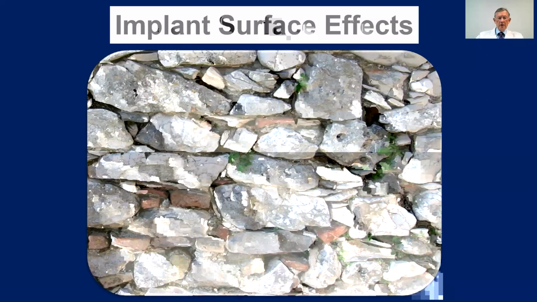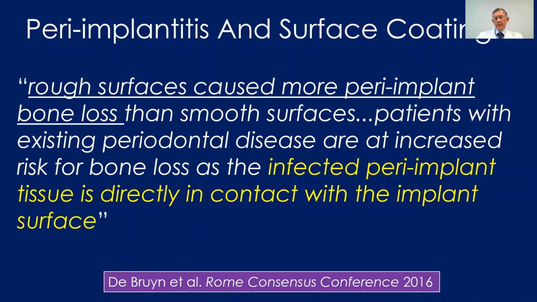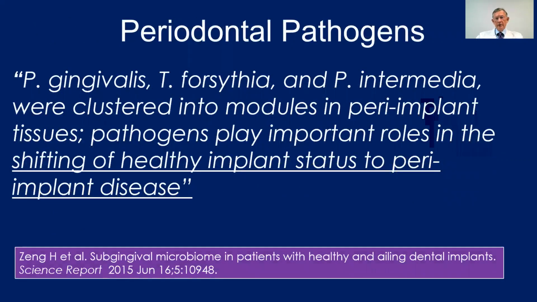Implant surface effects are published and well known. De Bruin and the Rome consensus stated that rough surfaces, which all implants have, cause more peri-implantitis and bone loss than smooth surfaces. Patients with existing periodontal disease are at risk for bone loss. As he was pointing out in detail, infected peri-implantitis tissue is directly in contact with the implant surface. So that's our first cue: surface coating is a smoking gun. We have to look at that. Periodontal pathogens are in the literature ad nauseam, so I won't repeat all of that. Needless to say, patients with a predilection for periodontitis are going to be prone to peri-implantitis. We can see that coming in patient history.